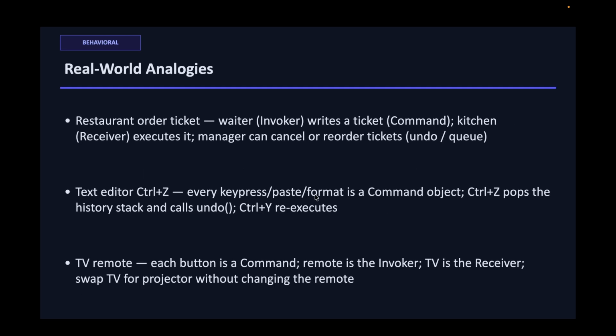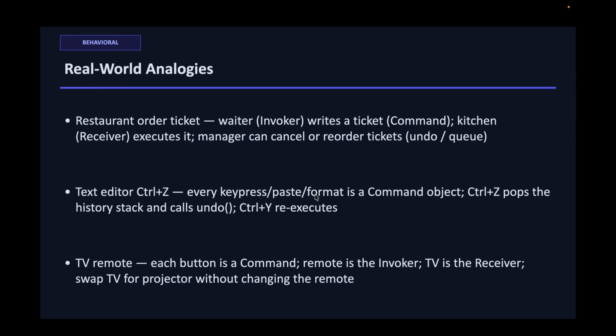If we think about a real world analogy to help understand the command pattern, the first one is a restaurant order ticket. You don't walk into the kitchen and tell the chef what to make. You tell a waiter who writes a ticket. The ticket is the command. It encapsulates what to prepare and for whom it's supposed to be prepared. And the kitchen is the receiver. The manager can come by and cancel a ticket, push it to the back of the queue, or replay it. So those are the undo and queuing built into the workflow.